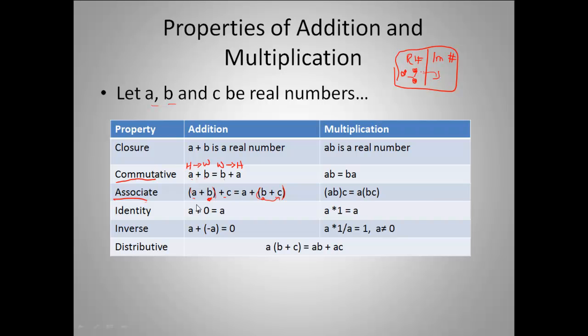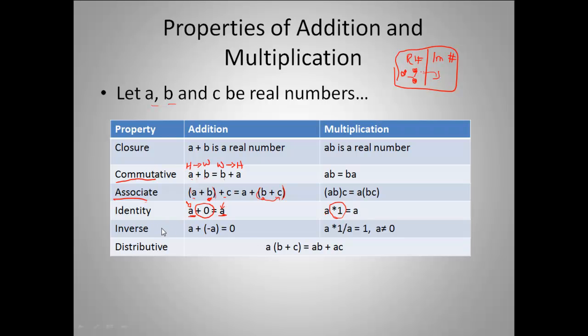Now, identity. If you think of your identity, like your driver's license, what this is saying is that if I add a 0 to something, I get the same thing back. So just like on your driver's license, you start with you, and you end with you. Now for multiplication, it's not 0, it's 1. If I take any number times 1, I get the same thing back.